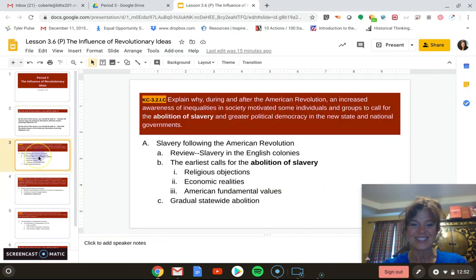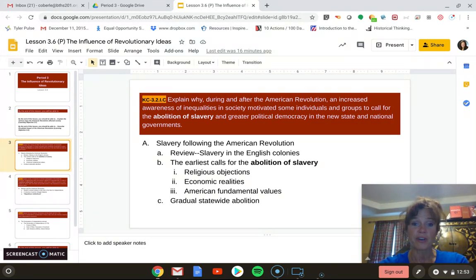So let's do this. In the Revolutionary period, there is this idea of freedom. How can we exist in a world of freedom and yet still have slaves? So, one way in particular the revolution inspired and changed American society was with the idea of certain individuals and groups calling for its abolition. It also leads to greater political democracy and more power to the people in both the state and national governments.